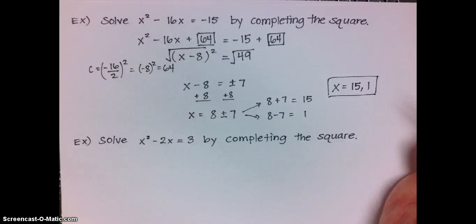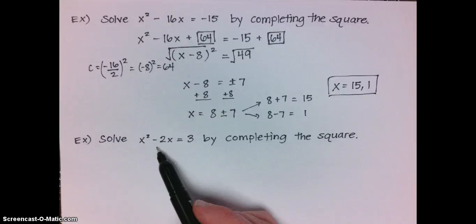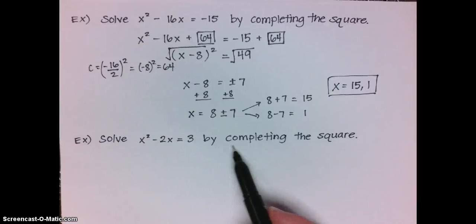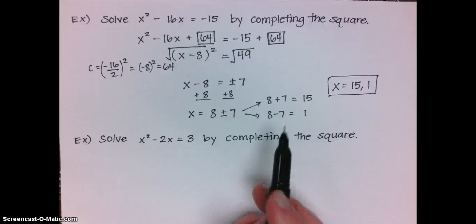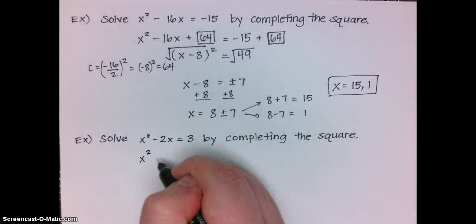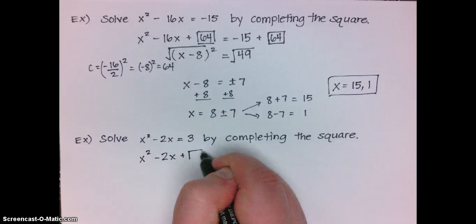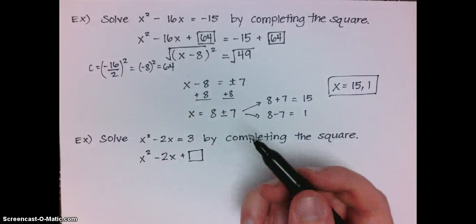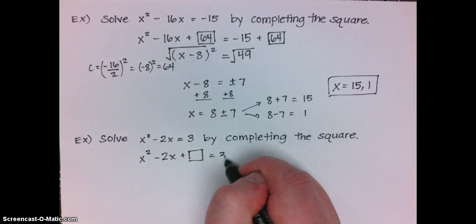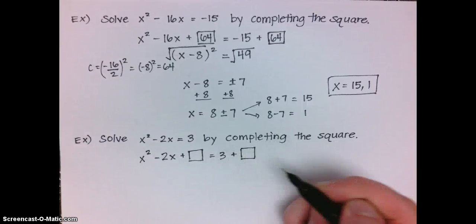So that wasn't too bad. Why don't we try one more? I have x squared minus 2x is equal to 3. And again, I want to solve this by completing the square. So similar to the example right above, I'm going to rewrite it, x squared minus 2x, and I'm going to look for that specific number that I can add to make this a perfect trinomial. Set that equal to the 3, and because I add it to one side, I have to add it to the other side as well.